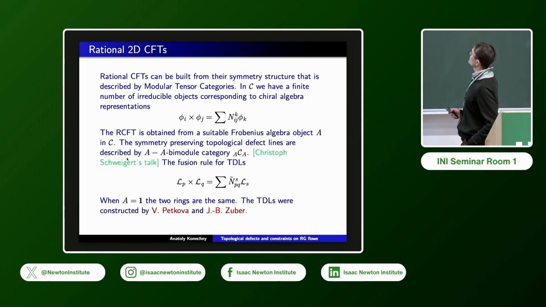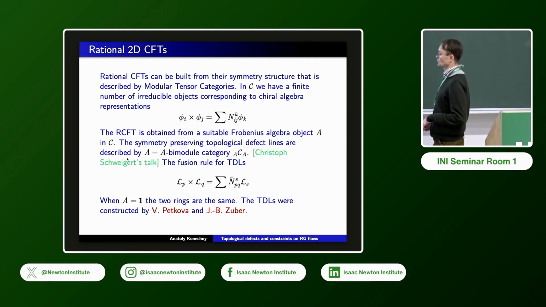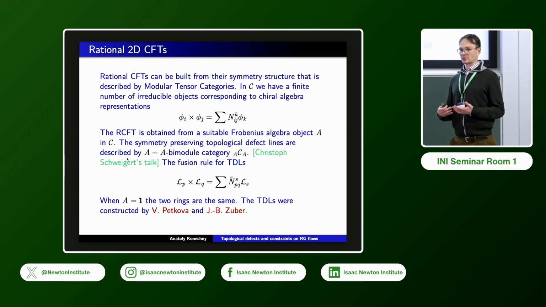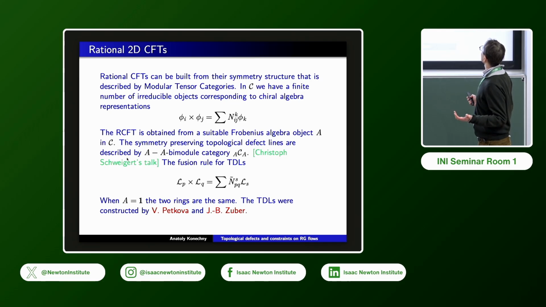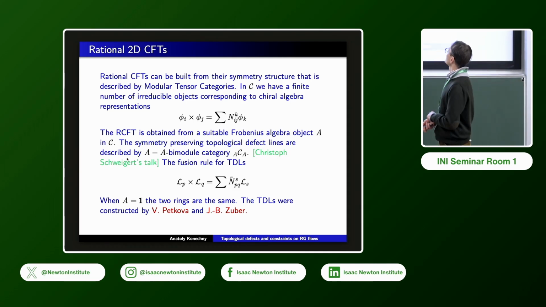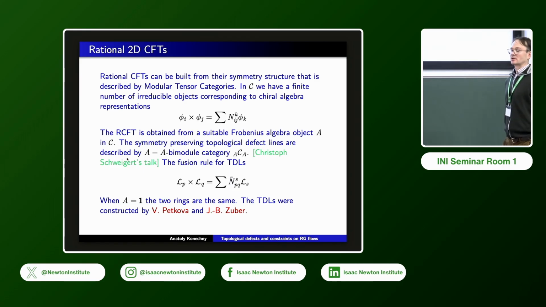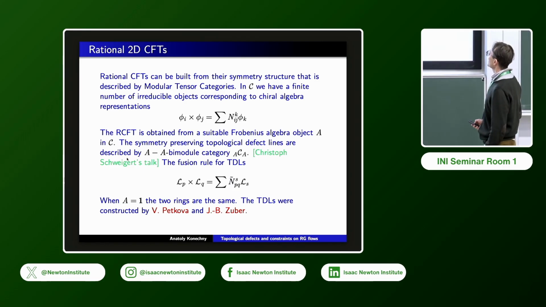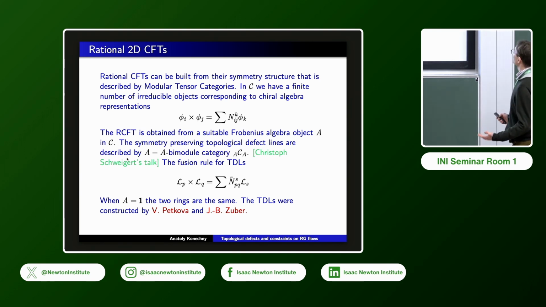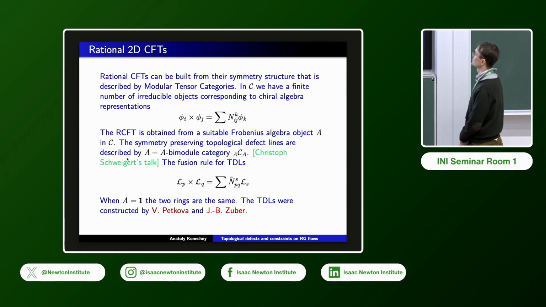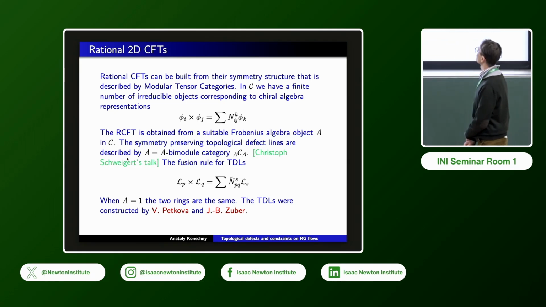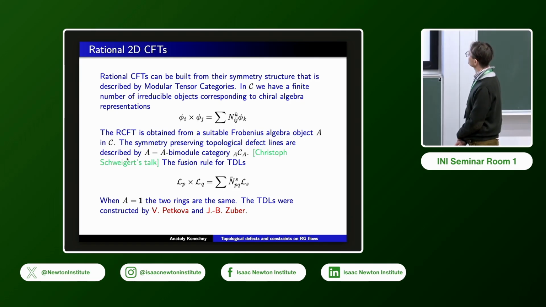If one takes this C and wants to construct a full-fledged rational CFT, one needs to, so this C is responsible for chiral algebra representations, so we need to glue the left movers and the right movers, and learn also how to calculate correlation functions. The information of how you glue left and right is encoded in the appropriate Frobenius algebra objects A, which are objects in the category C equipped with appropriate multiplication and co-multiplication.